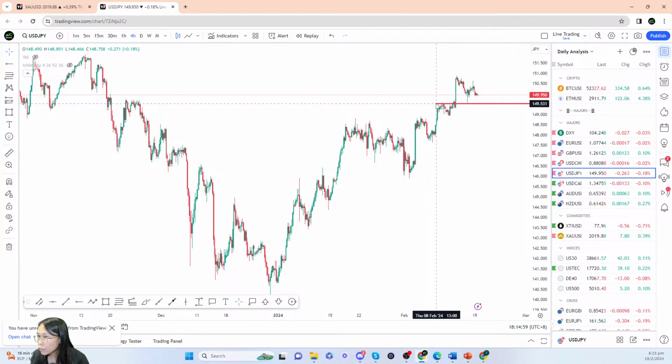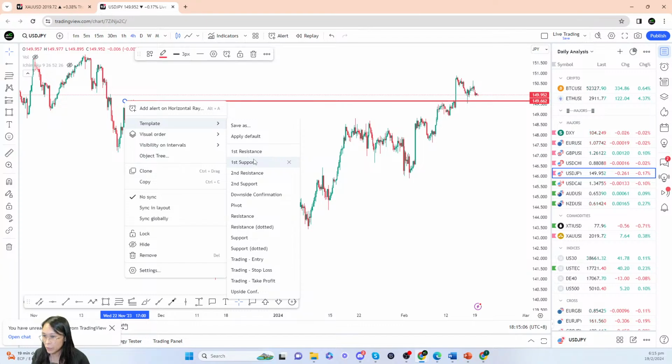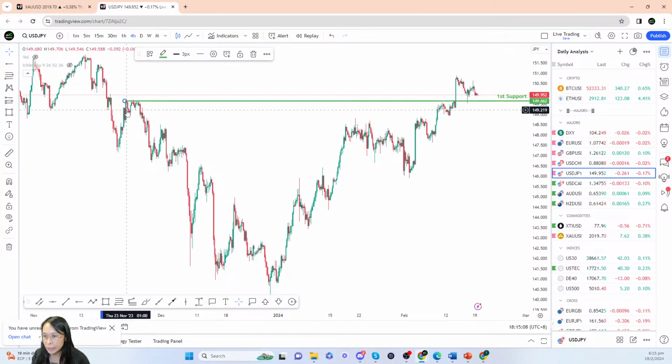This is a good level. So this will be my first support. I like that price has been rejected so many times at this price point, and finally it pulled back. So this seems like a strong level of support.